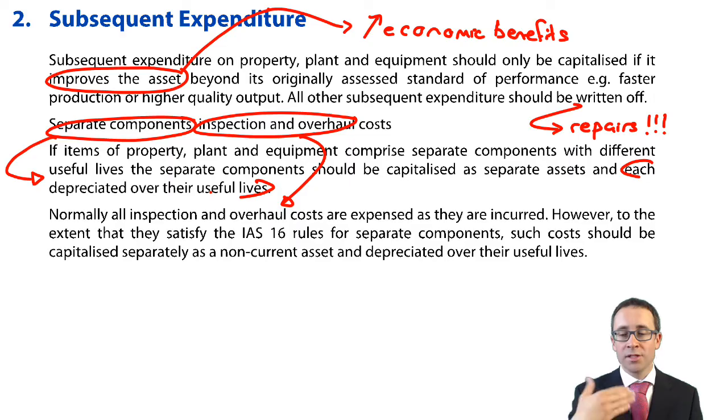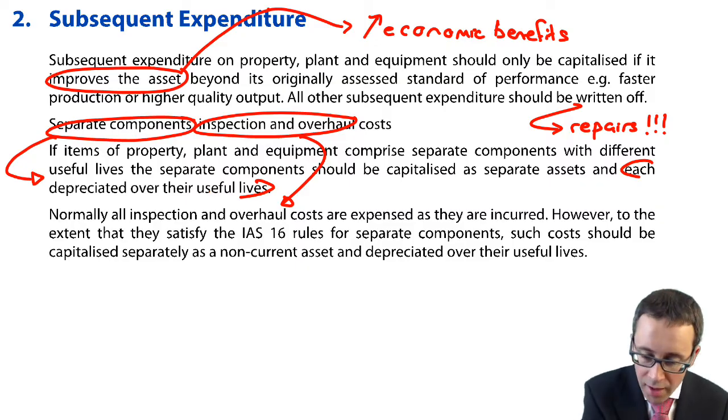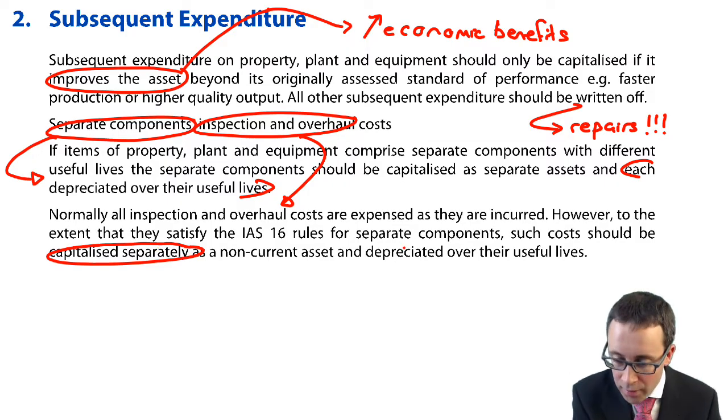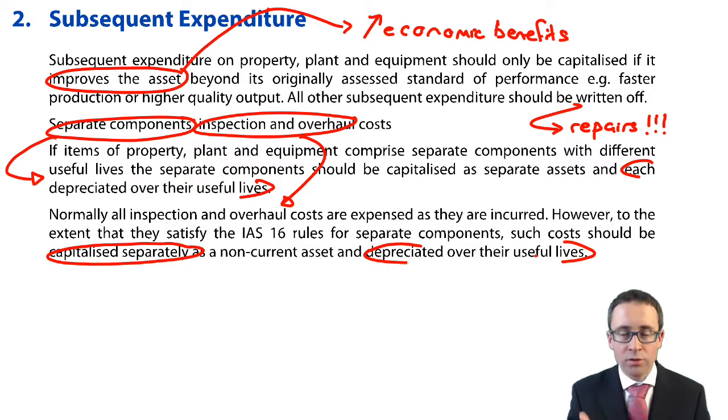So what we do is those inspection and overhaul costs, normally they would be expensed. But under IAS 16, in terms of thinking about your separate components, we will go through there and capitalize the inspection and overhaul costs separately. Okay, and depreciate that over their useful lives. Okay, so that's the actual inspection and the overhaul costs. Anything that needs repaired or maintaining would just be expensed.